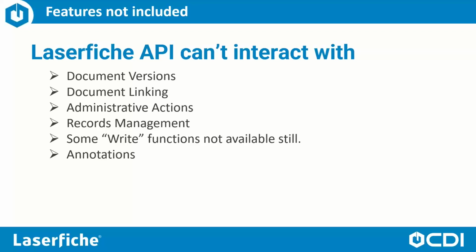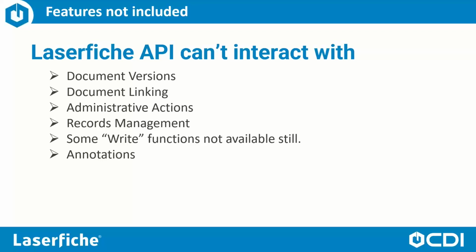Document versions. If you are building a process that entails multiple Laserfiche versions of a document, maybe contract management, and you want to use the API to call a certain version that was generated, you can't do that with the API, but you could with the SDK.